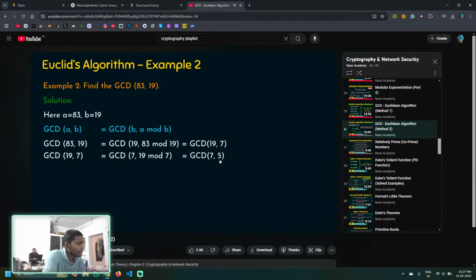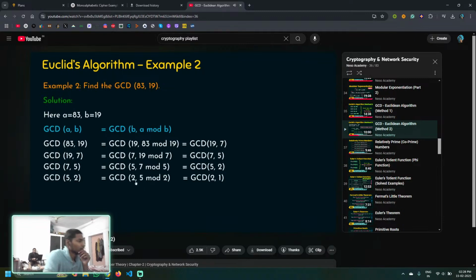So the second parameter is not 0. We are going to apply this algorithm again. So GCD of 7 comma 5 will give GCD of 5 comma 7 mod 5. When we simplify this, we get GCD of 5 comma 2. Still the second parameter is not 0, so again we are running this algorithm. GCD of 5 comma 2 will give GCD of 2 comma 5 mod 2. Why? Because this is b, this is a mod b. Because a is 5, b is 2. So GCD of b comma a mod b. This formula, right? Now when we simplify this, we get GCD of 2 comma 1.